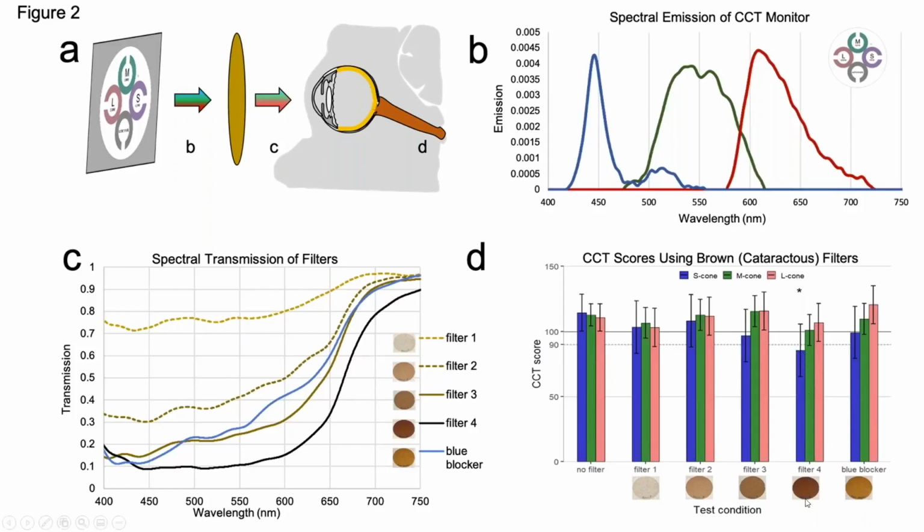So although these are brown filters that simulate cataract, they're not exactly like the neutral density filters that I showed in the previous slide, because they have a tendency to block blue light more so than all of the wavelengths of light, like a neutral density filter. So it was really at this very dark lens where we had a statistically measurable difference in the S-cone, the blue cone sensitivity.